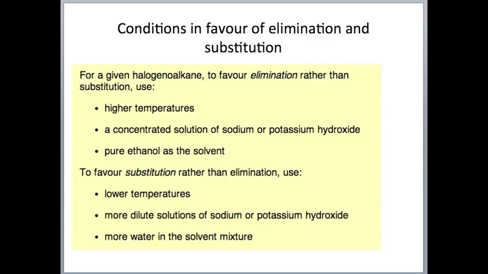So let's just do a quick overview. In summary, for a given halogenoalkane, to favor elimination, we would use a higher temperature, a concentrated solution of sodium or potassium hydroxide, and pure ethanol as a solvent. And in order to favor substitution, we use lower temperatures, more dilute solutions of sodium or potassium hydroxide, and more water in the solvent mixture.